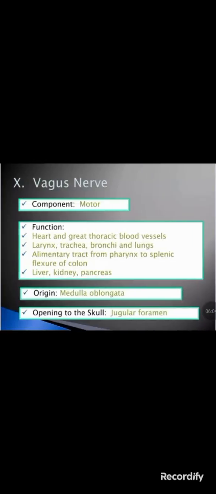Vagus nerve is the 10th cranial nerve. It is motor. Its origin is from the medulla oblongata. Opening to the skull is jugular foramen.